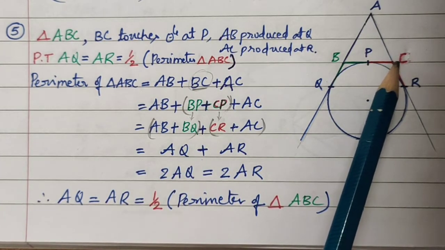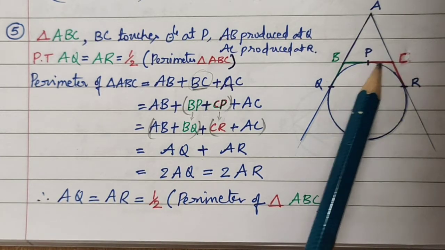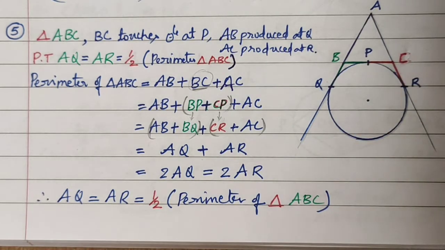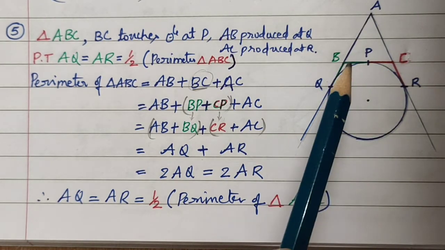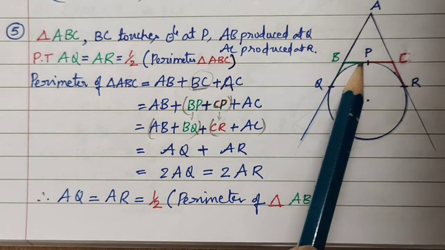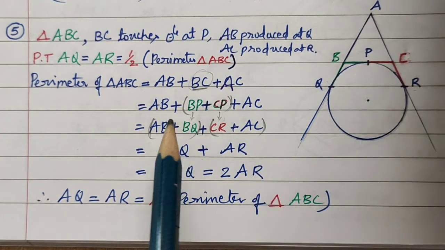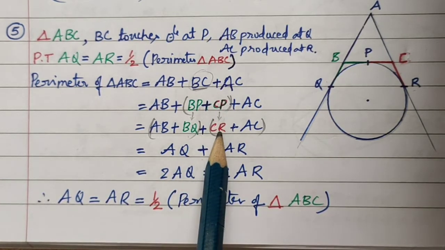Similarly, from point C two tangents are drawn to the circle. Tangents drawn from the same point to a circle are equal, so CP is equal to CR. We are writing BQ in place of BP, and CR in place of CP.